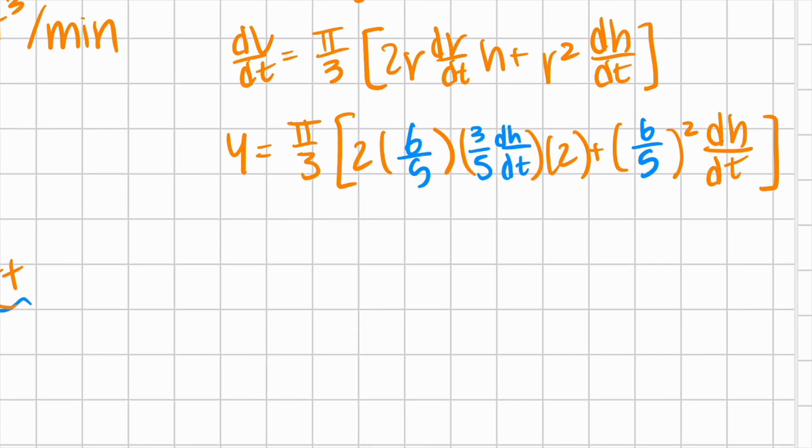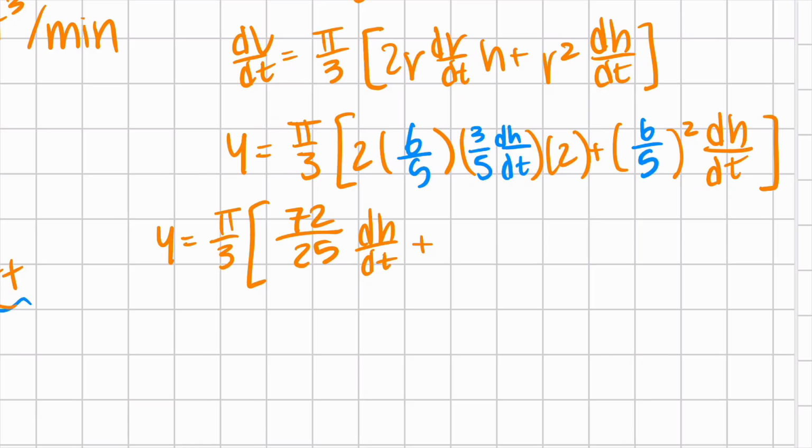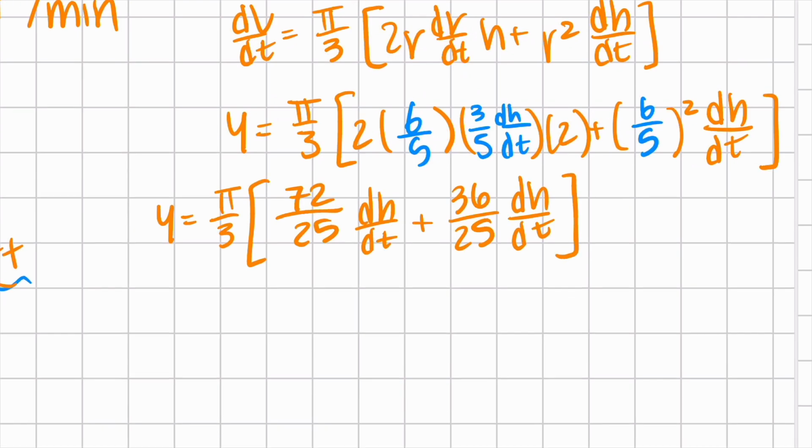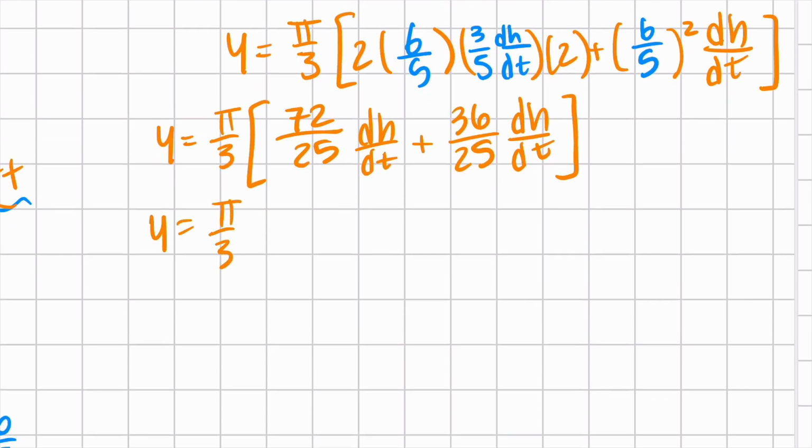So let's do that. I have my 4. Let's see if we can cancel anything. Doesn't look like it for the first term. So we're going to have 4 times 18, which is going to be 72 over 25 dh/dt, plus 6/5 squared is 36 over 25 dh/dt. Next, I have like terms, so I'm going to add the coefficients. My denominator is 25. 72 plus 36 is 108.